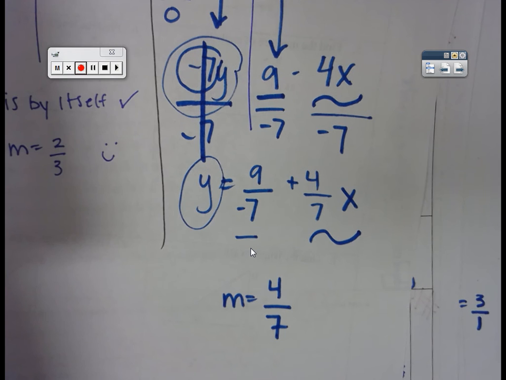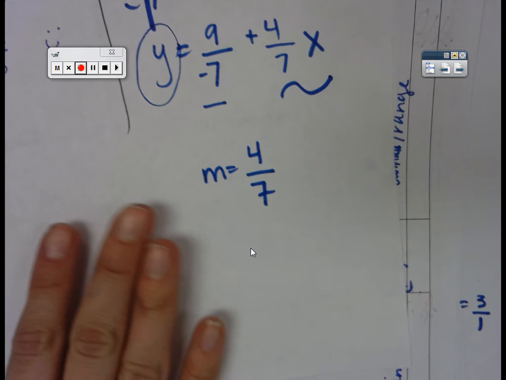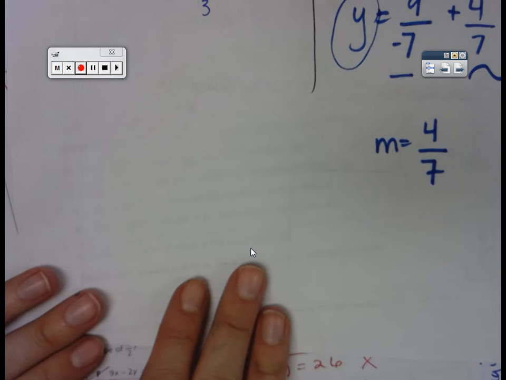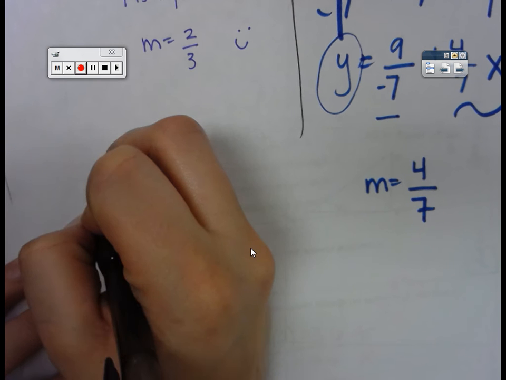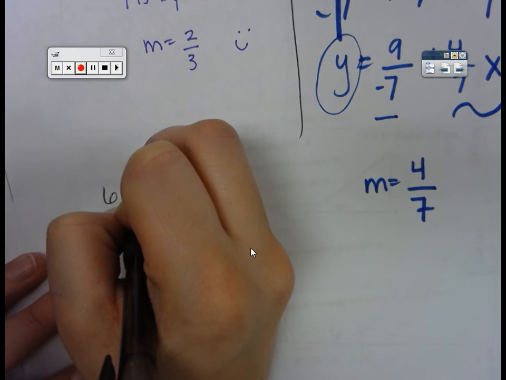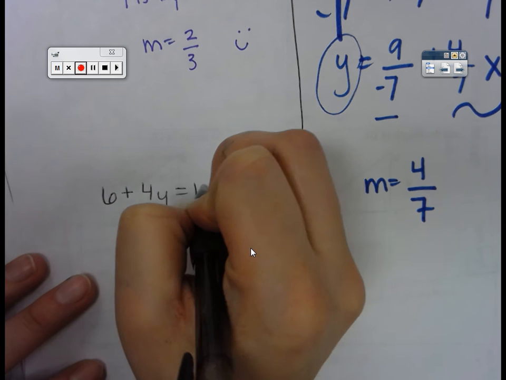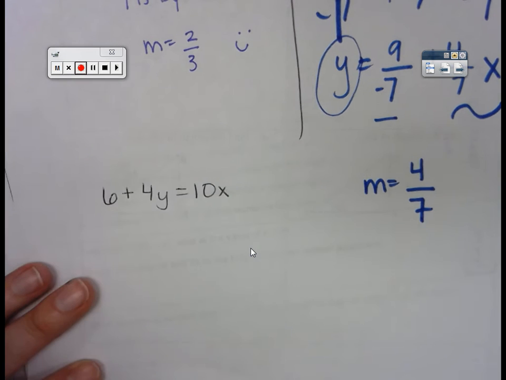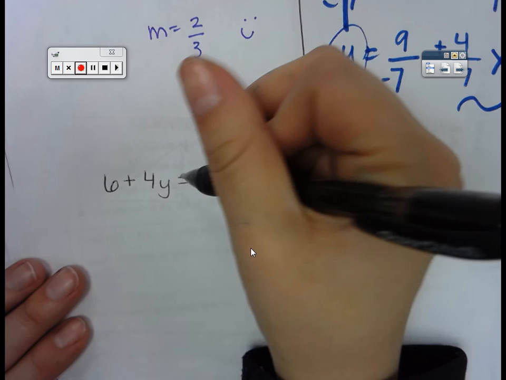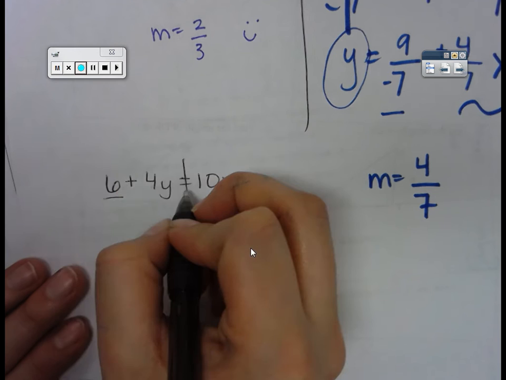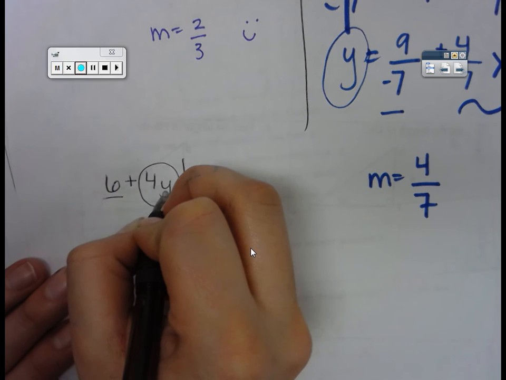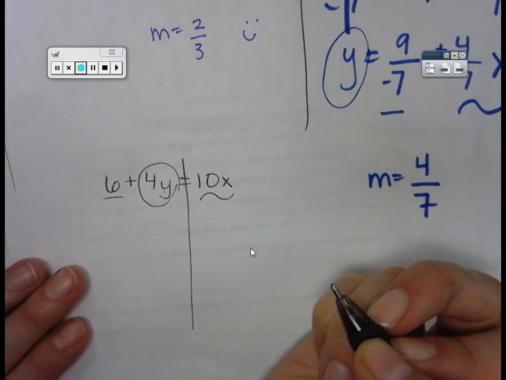I'm going to do another one just for fun down here, so you can also practice. Let's just say we have 6 plus 4y equals 10x. Draw a line down the equal sign. Underline, no x. Circle, because it has the y. Squiggly, because it has the x.